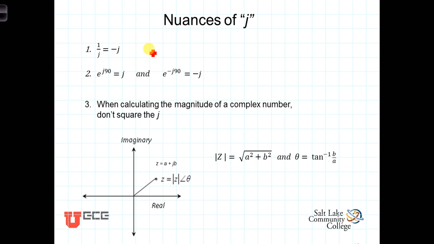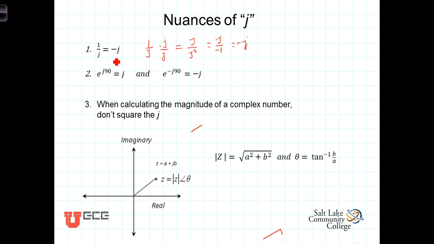Well, if you've got 1 over j and you multiply numerator and denominator by j, in other words, we're going to rationalize the denominator by getting rid of the imaginary part in the denominator, you come up with, in the numerator you get j, and in the denominator you have j squared. Well, j squared is negative 1, so that's equal to j divided by negative 1, or that's equal to negative j. So when you move the square root of negative 1 term j from the numerator to the denominator, or from the denominator to the numerator, you change the sign on it.